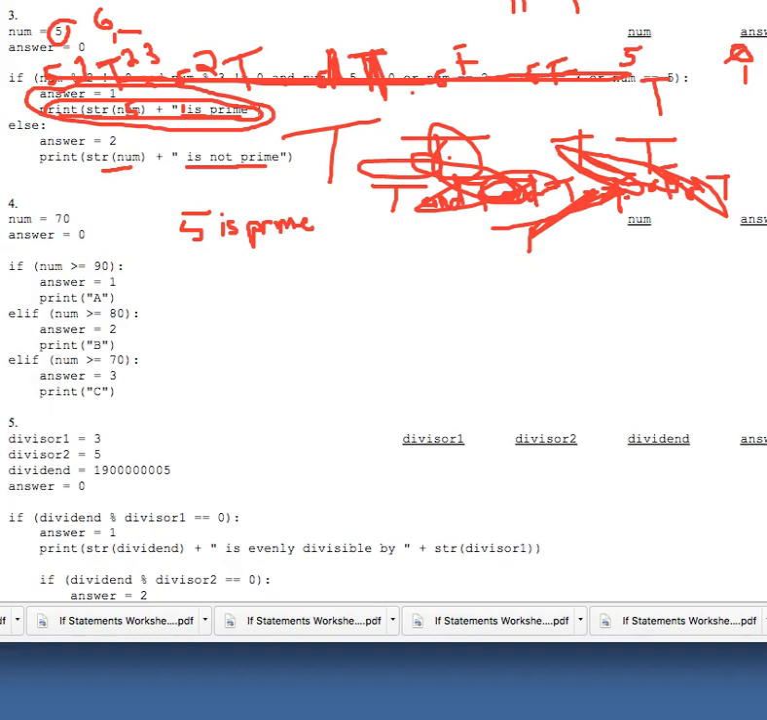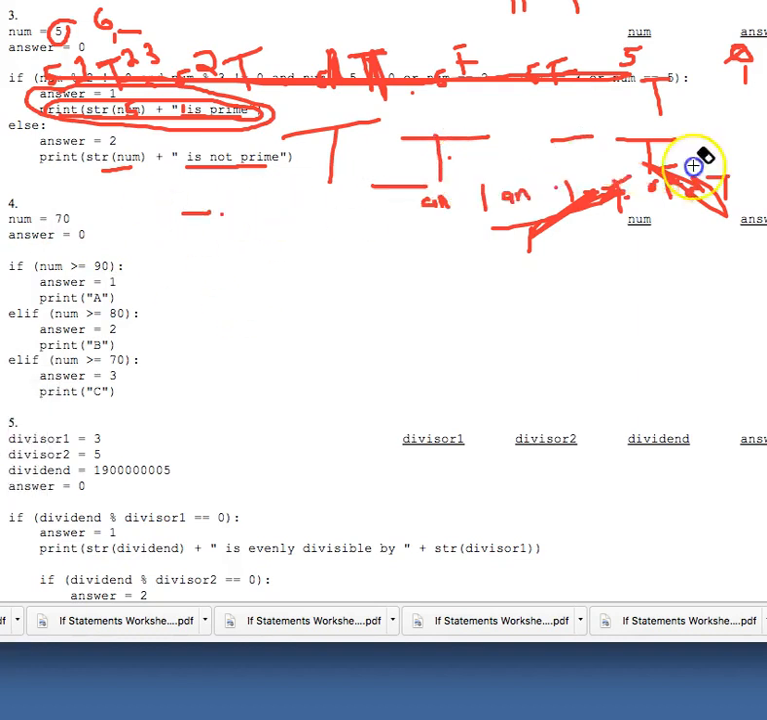Exercise 4, num equals 70 and answer equals 0. And that's num greater than or equal to 90. That's false. Cross this out.